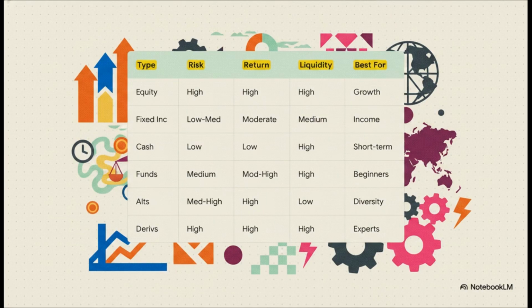When you map all this out, you can see precisely how equities offer high risk and high return for long-term growth, while cash provides low risk and high liquidity for those short-term needs. You can easily see how mutual funds balance the scales perfectly for busy business owners, while alternatives and derivatives sit way out on the far end of the risk spectrum for diversification and expert speculation. It's the entire landscape of investment products summarized in one clear concept.